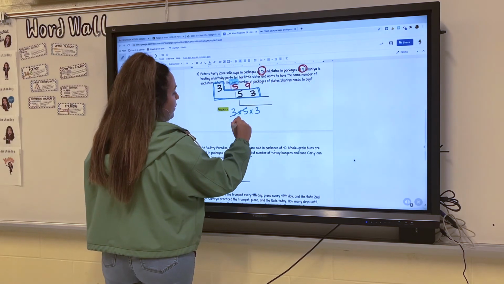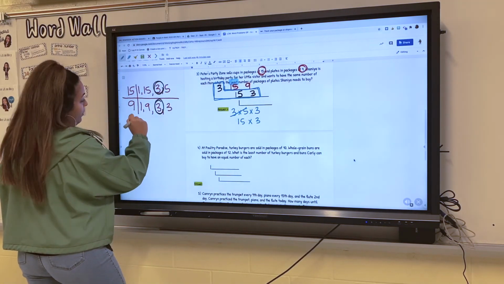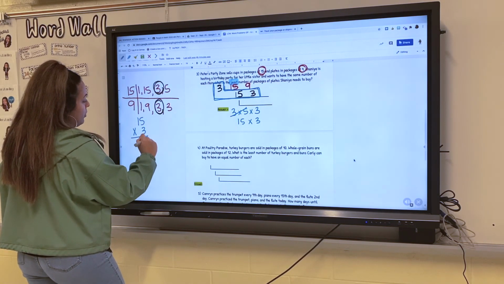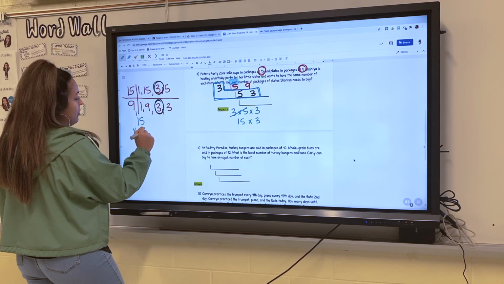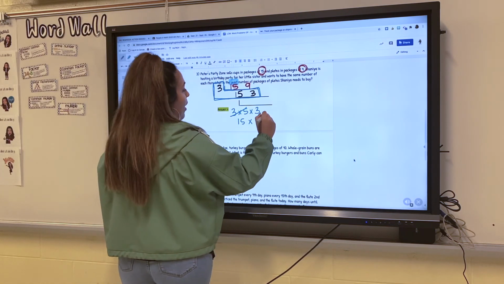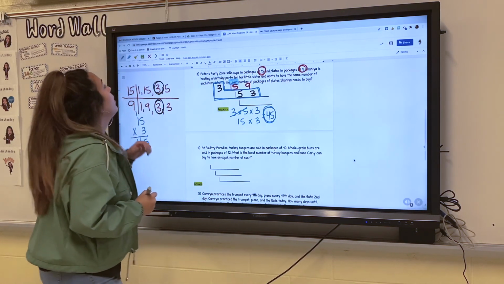3 times 5 is 15. And then I don't know off the top of my head what 15 times 3 is, so I'm going to multiply it on the side. 5 times 3 is 15, so I write 5 and carry the 1. 1 times 3 is 3, and 3 plus 1 is 4. So our least common multiple is 45.